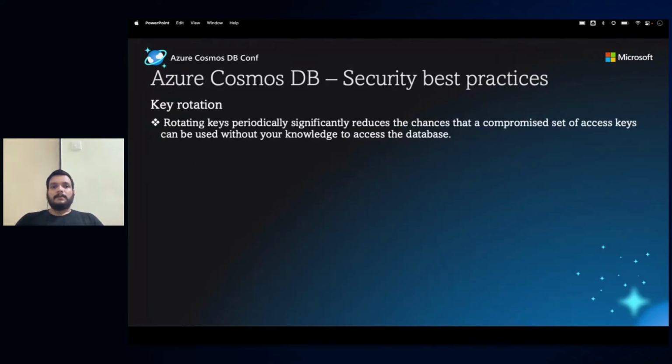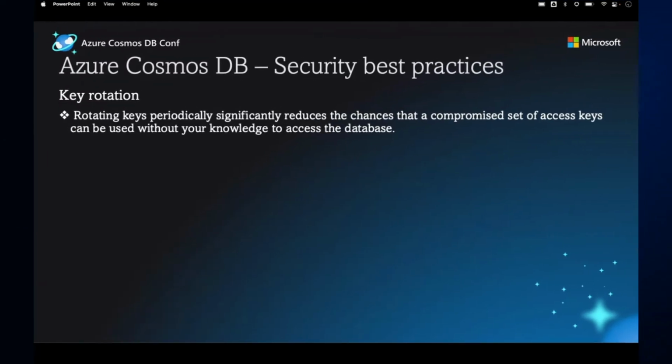Moving ahead, now we'll talk about the key rotation aspect. So we'll talk about keys first. So what are keys? When you are accessing your database through the application, we use some access keys to access the database. Now these keys are some GUIDs that are generated at runtime during the Cosmos DB creation, and this set of credentials is used to access your database from the application.